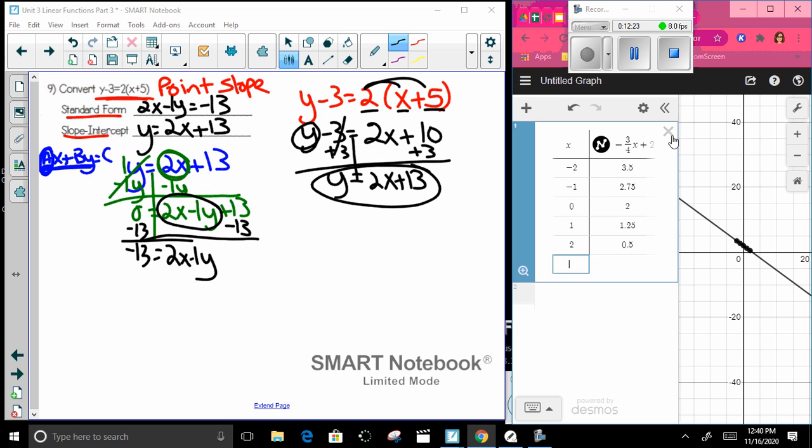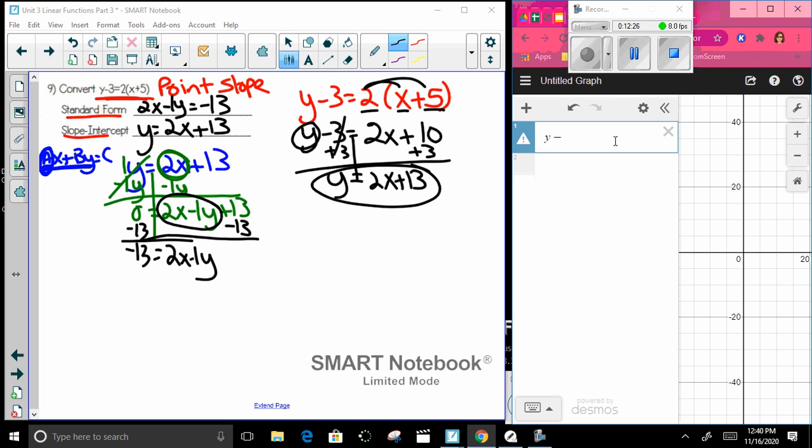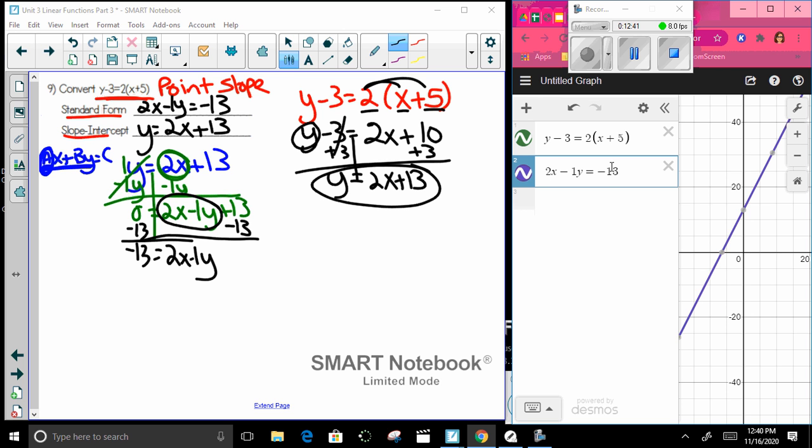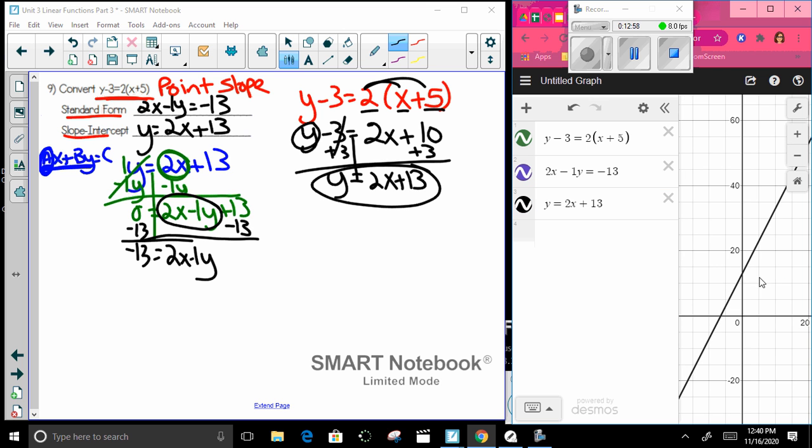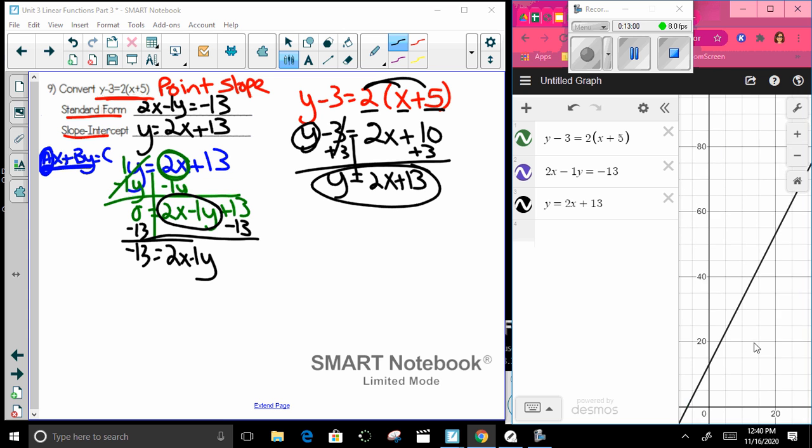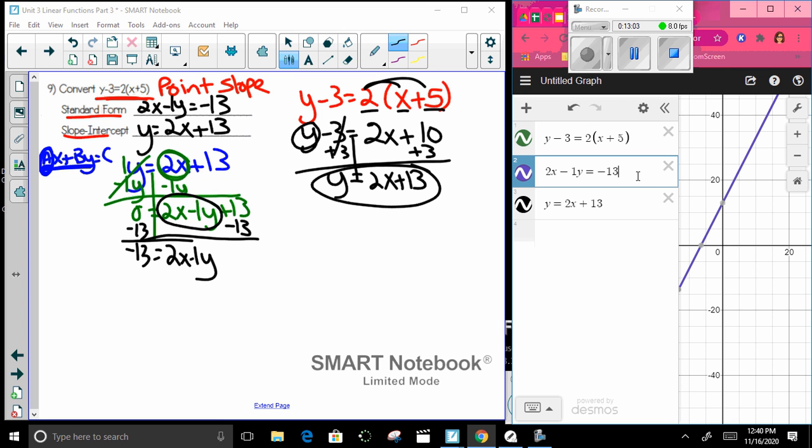Now let's double check ourselves. So go ahead and put them all in. The very first one, point slope that you started with. All right, so there's my point slope. Here's my standard. And here's my slope. So far I see one line. Notice how that changed to be right on there. I can see my y-intercept, I can see my x-intercept, I can move all around if I need to. So all of these are the same exact thing. I should only see one line because they're all the same, just in different forms.